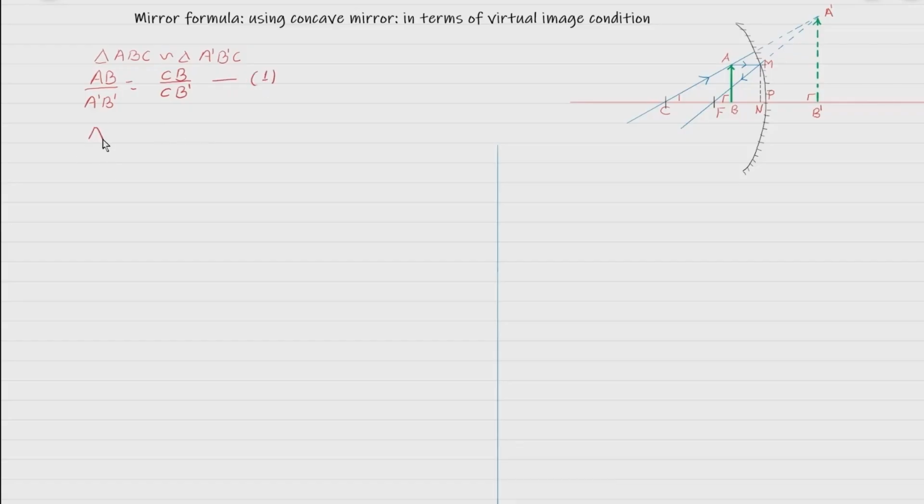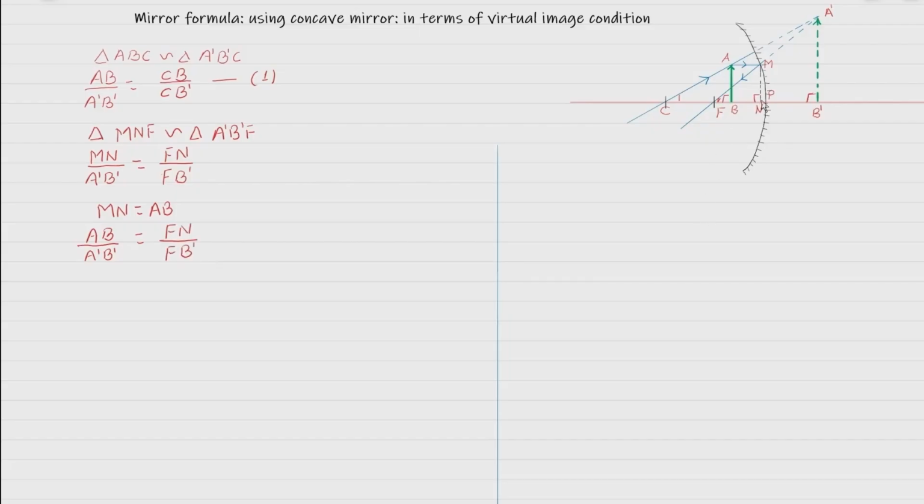Also we can write triangle MNF is similar to triangle A dash B dash F. Here the angles at M and A dash, both being 90 degrees, are equal, and this angle is common to both triangles, so they are similar. Like above we can write MN by A dash B dash is equal to FN by FB dash. As we see from the figure, MN is equal to AB, so we can substitute MN as AB. The equation can be written as AB by A dash B dash is equal to FN by FB dash.